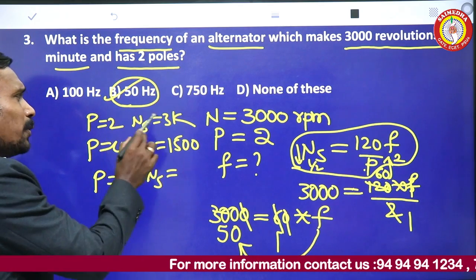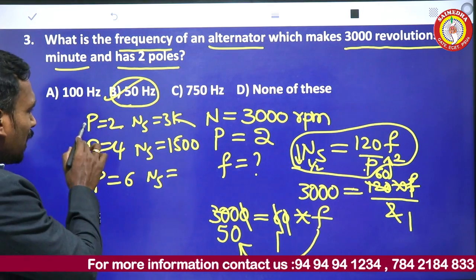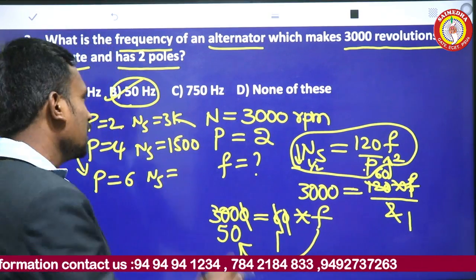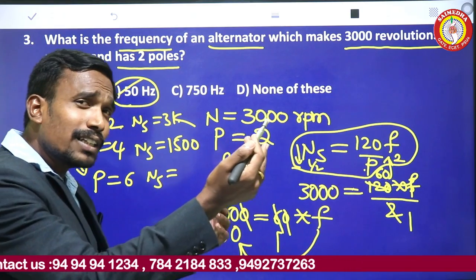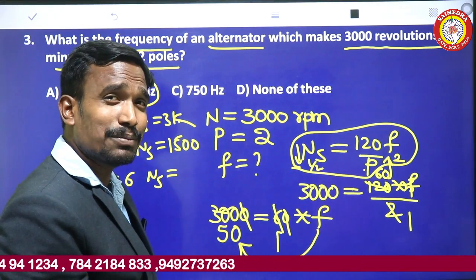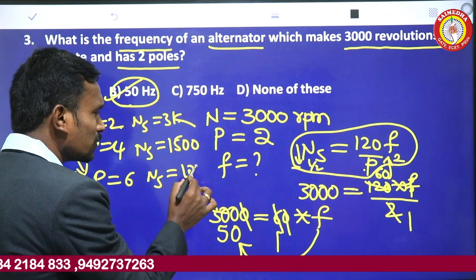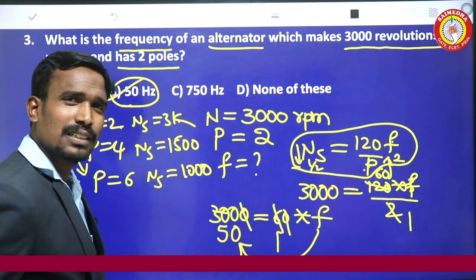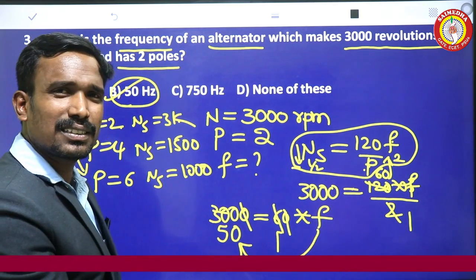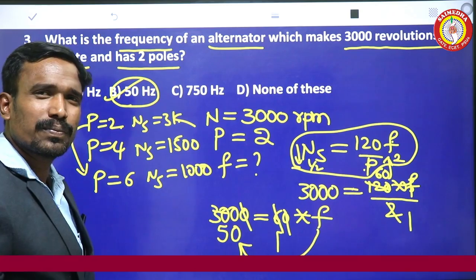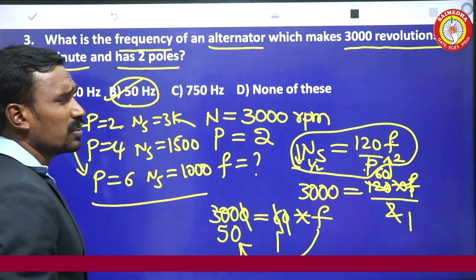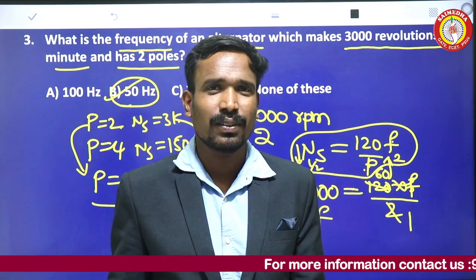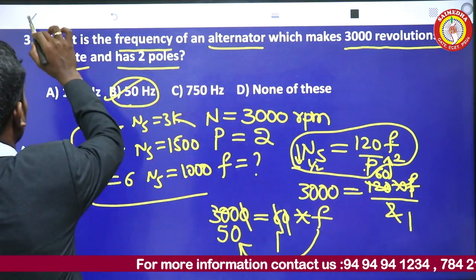See here, for 2 poles it is 3000. Then the number of poles is increased by 3 times, so the synchronous speed should be reduced by 3 times. So the answer is 1000 rpm. Or you can place here 120 into 50 by 6, and you can get 1000 rpm. Like that, they will ask you questions on this. This is a basic formula, sir. Okay, let's go for the next question.